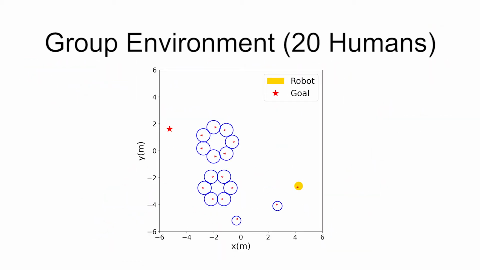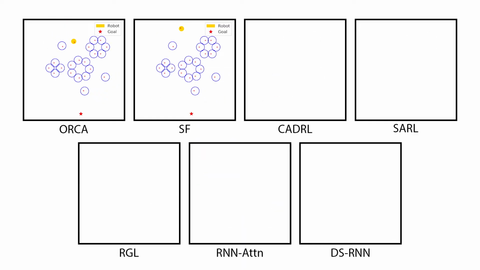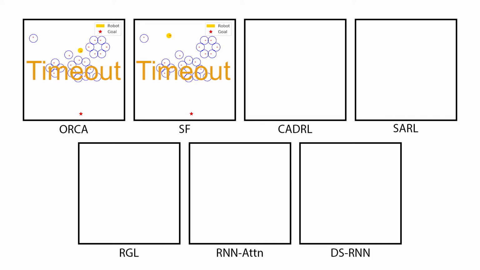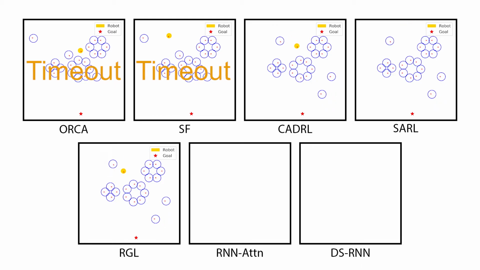Next, we do the same comparison in group environment with 20 humans. The group environment simulates a dense crowd with both static and moving humans. Orca and social force exhibit the freezing robot problem, and the robot times out. CADRL, SARL, and RGL all fail because they inherit the problem of Orca.